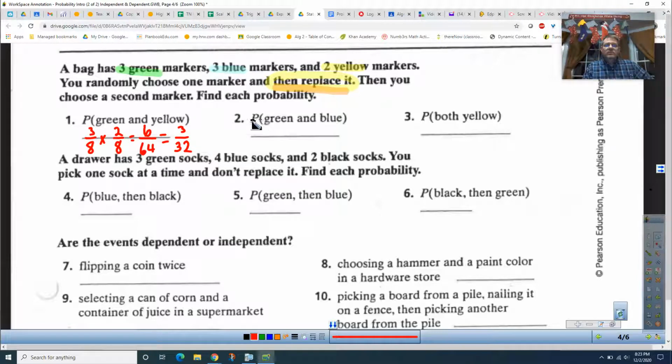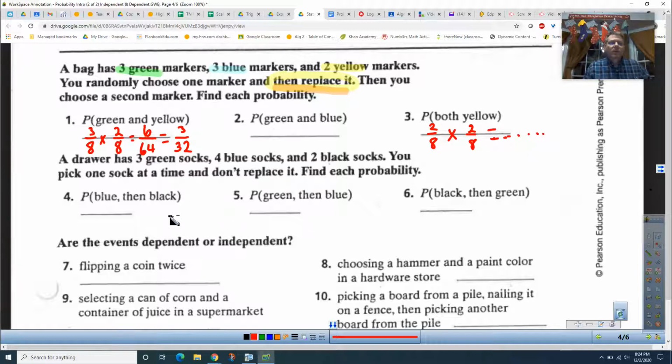So again, what's this? Probability of green is what? 3 out of 8. Blue is going to be 3 out of 8, so it's going to be 3 eighths times 3 eighths, and so on. How about yellow? Okay, so what about them both being yellow? Well, it's going to be 2 out of 8 for our first round, right? 2 out of 8. But since we pulled a yellow the first time, is that going to change something? No, it's not going to change it at all because we put it back, didn't we? So it's still going to be 2 out of 8 the second time. So 2 eighths times 2 eighths, and then you reduce your fraction.